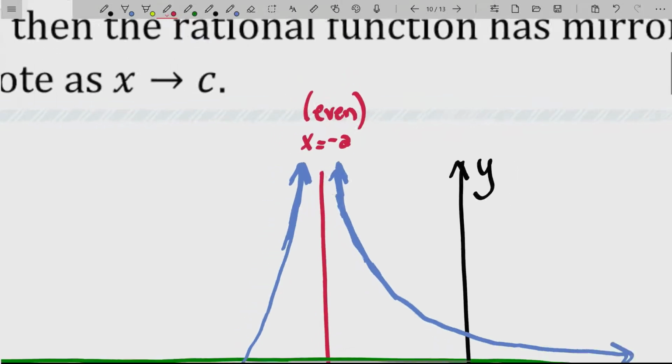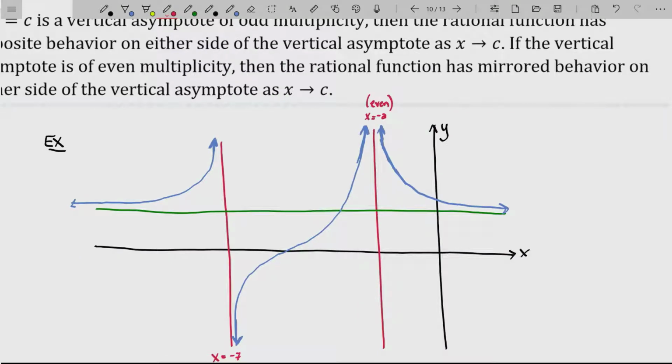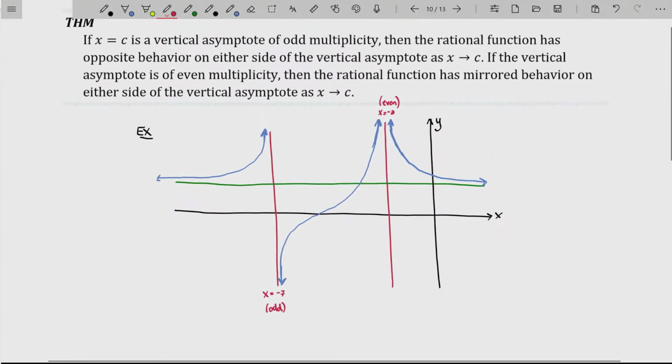So anyhow, that's just to give you a heads up of how you could use the multiplicity of a vertical asymptote to help you graph. And that's exactly how I end up using vertical asymptote multiplicity, and that's what I highly recommend you do as well. Now, without further ado, let's go ahead and hop into some graphs of rational functions.